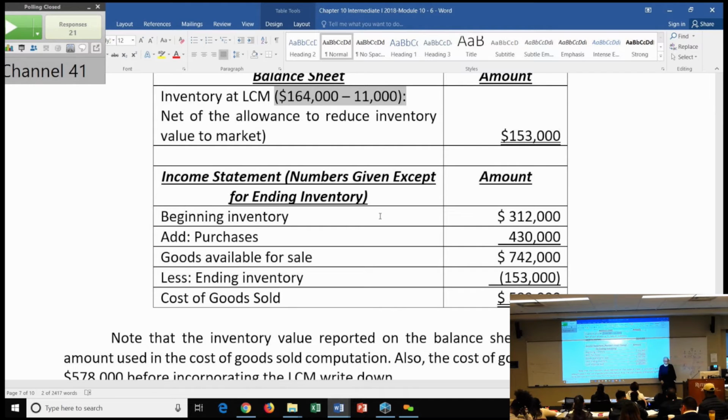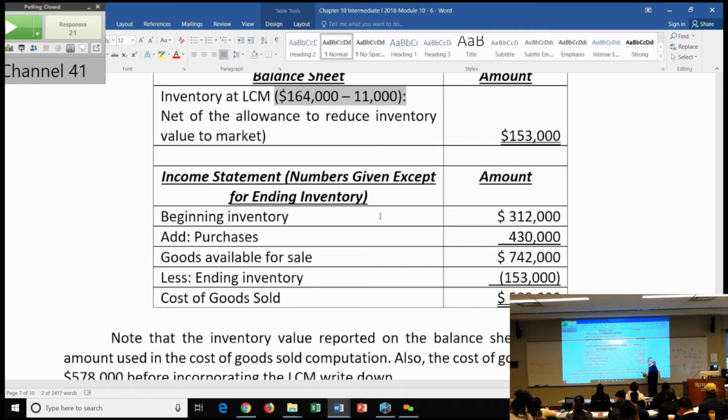So let's keep that number in mind. It's 589, so that's the cost of goods sold in this case. And that becomes a charge against income. That's your expense for the period. So using the direct method, you write the inventory off directly to cost of goods sold.